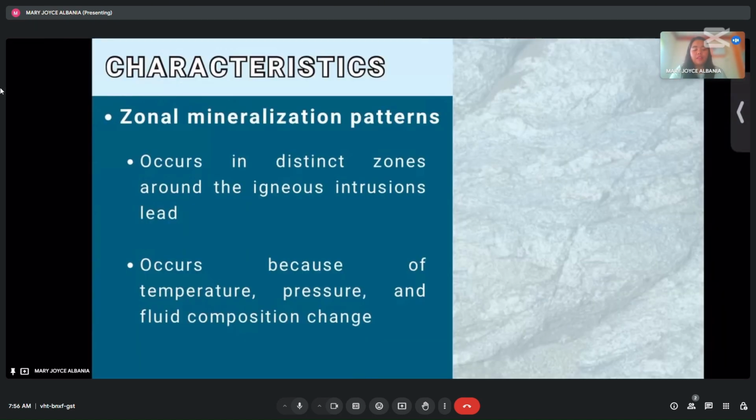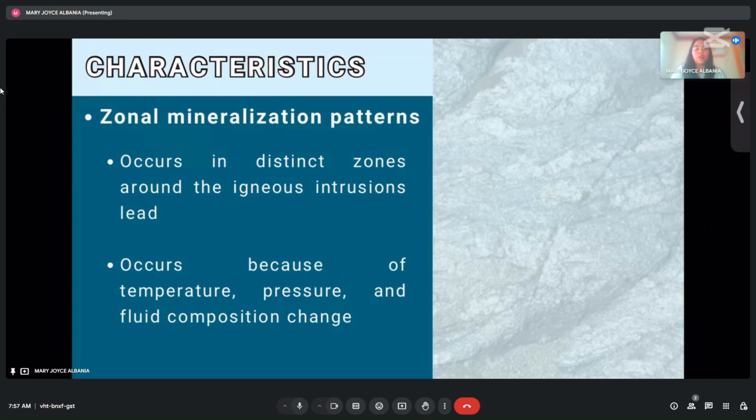Next we have is the zonal mineralization patterns. So it refers to the occurrence of different mineral types in concentric or banded patterns around central igneous intrusion or hydrothermal system. And this one occurs in distinct zones around the igneous intrusions, and it occurs because of temperature, pressure, and fluid composition change.